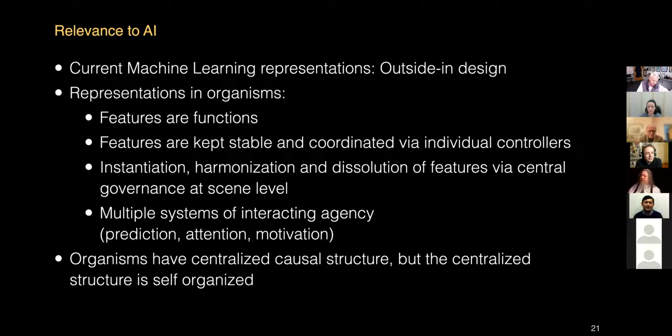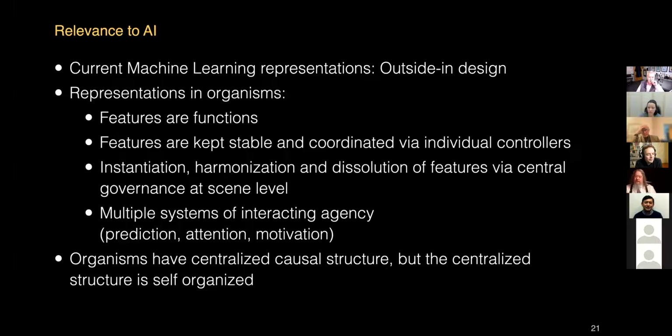And the entire thing goes beyond jazz by having some kind of emergent governance that harmonizes it and instantiates individual features and resolves them when they are no longer necessary, destroys the attractor states with some governance, for instance, at the level of the scene that you currently use to interpret the world. And you have multiple systems of interacting agency in there. Within the scene agent that is trying to predict how the world continues, you also have a self agent that is driven by the motivation of our organism. And you have an attention agent that is figuring out which features to select and harmonize and to instantiate and to dissolve at any given moment.